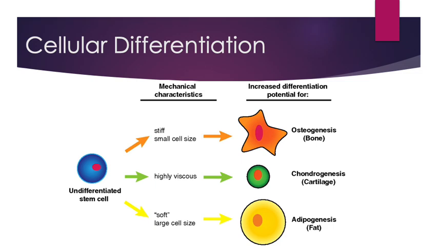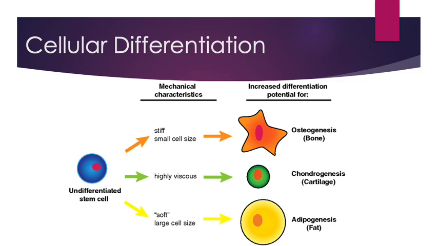If we look at the undifferentiated stem cell now living in a highly viscous environment, that's going to give that cell a little bit more room to move, as well as become a little bit more bouncy. So we can see stem cells that live in highly viscous environments become cartilage cells, possibly, like at the end of your nose or the tips of your ears.